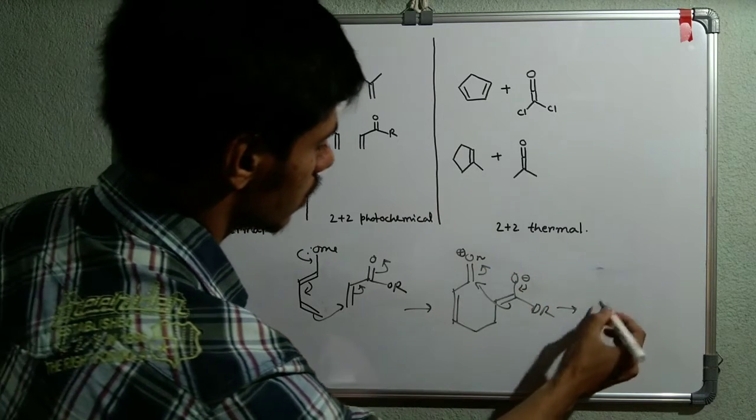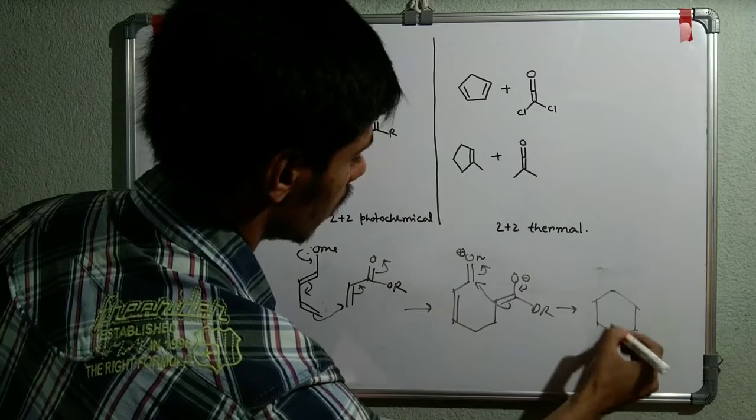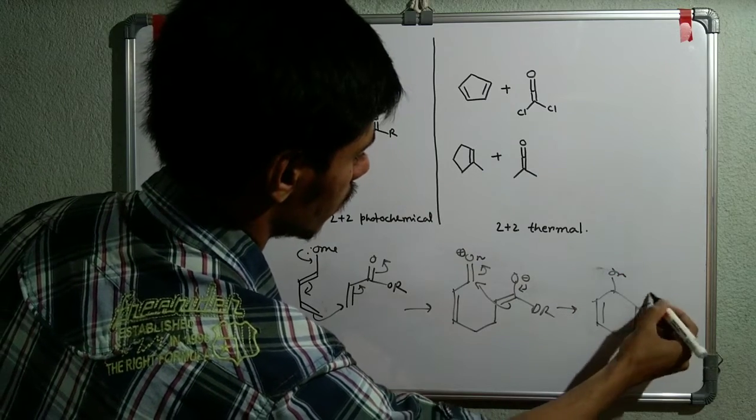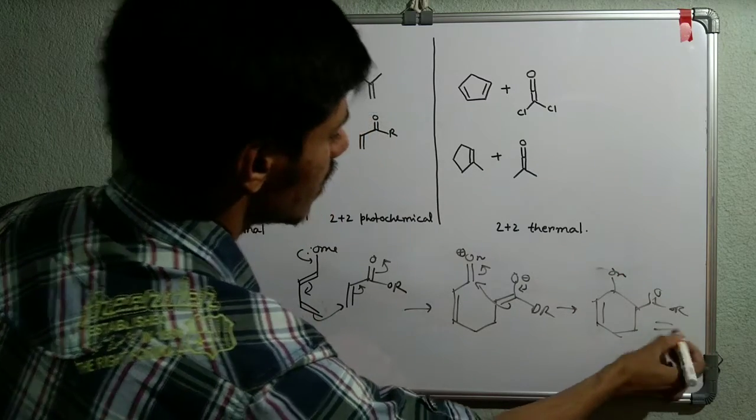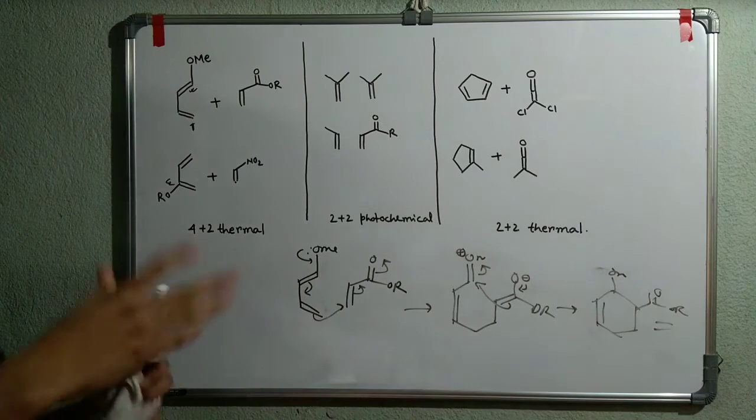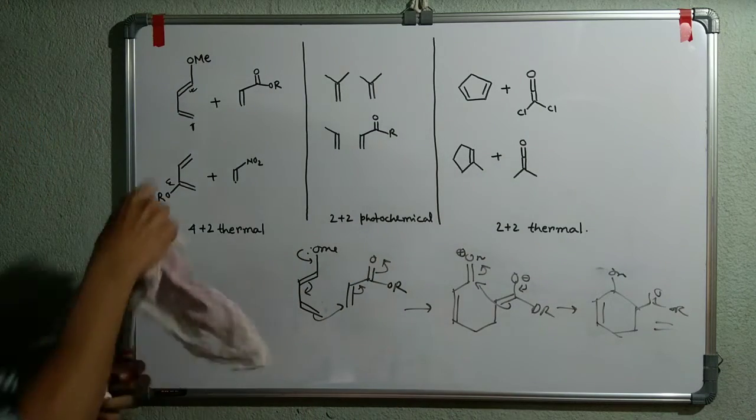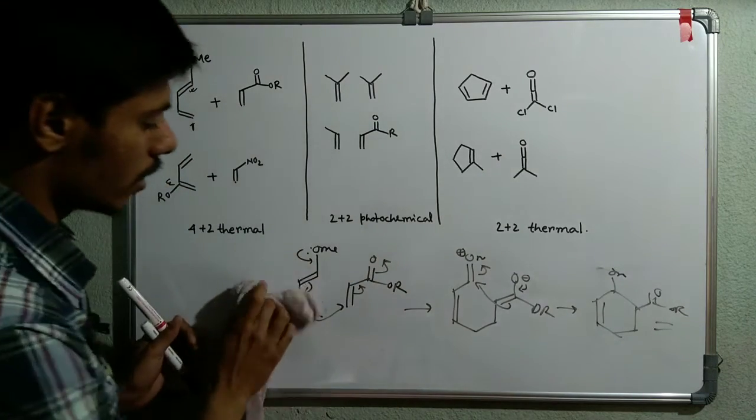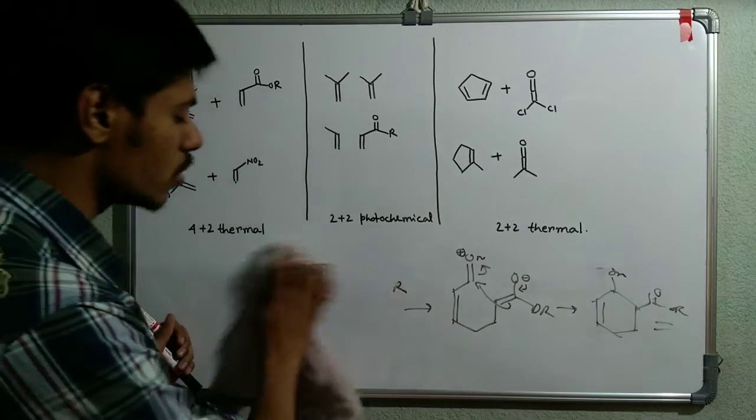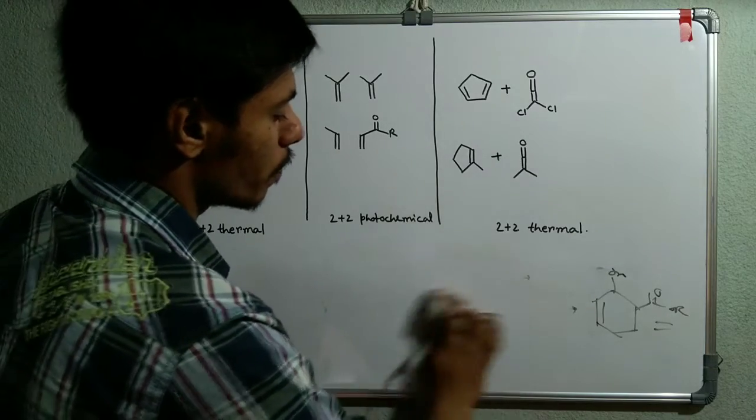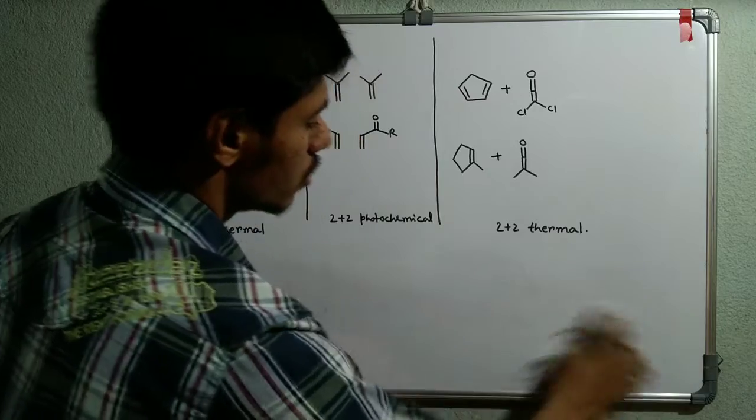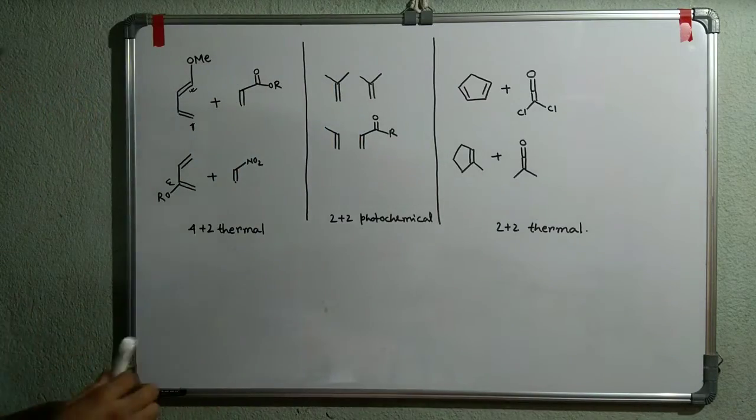Now it will give you the desired product, right? So you can think of it like an ionic mechanism, and that will save your time. You can easily solve this. Same is the case with this. You can try it yourself, or you can also think of ortho para orientation. So this is the case of the 4 plus 2 thermal cycloaddition reaction.